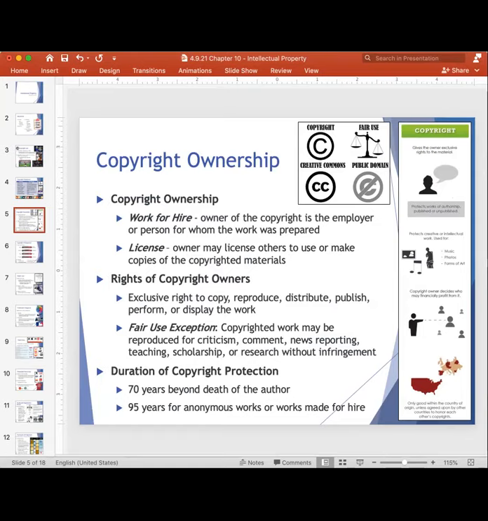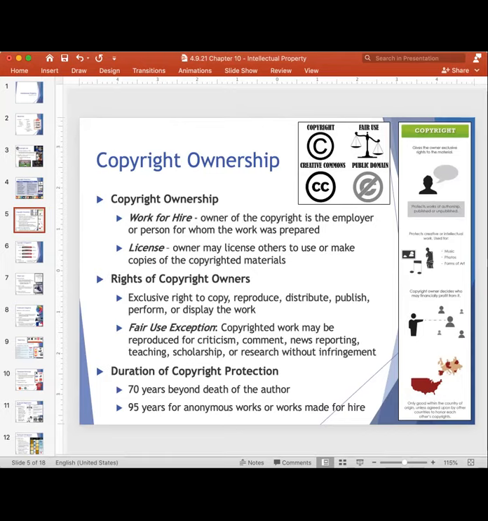In a work for hire situation, the work is actually prepared by an employee within the scope of their employment. And so the owner of the copyright in this case is the employer of the person for whom the work was prepared. So that is a unique situation that you should be aware of. If work is created within the scope of one's employment, copyright ownership goes to the employer.